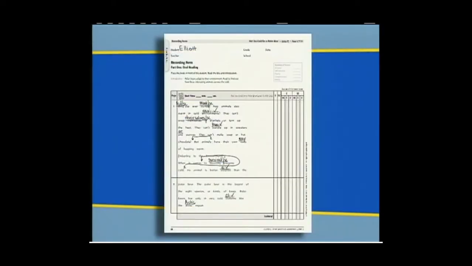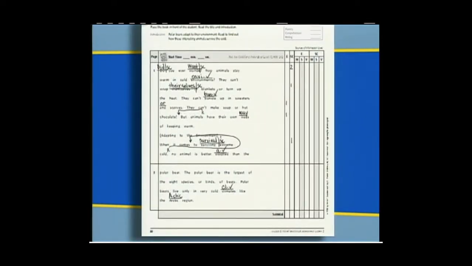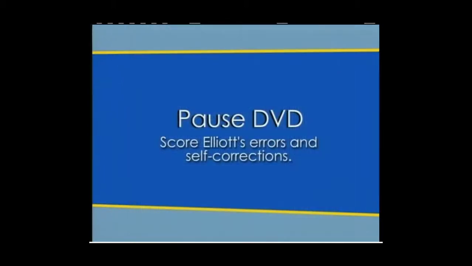Now let's look at Elliot's reading record for Not Too Cold for a Polar Bear. How many errors did Elliot make? Tally, line by line, each error in the E column. Write in the subtotal for each page and the total for all pages at the end. You should come up with 9.